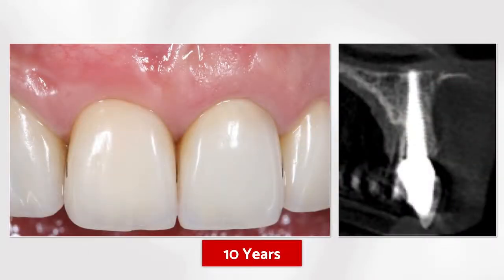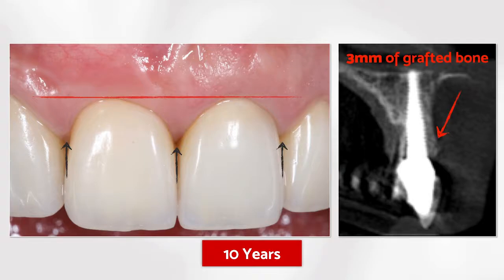10 years post-op, the papilla still remains in the same position, and we have the leveling of the gingival margin. And through this CBCT scan, you can see the 3 millimeters of the bone grafted. It's still stable after 10 years.